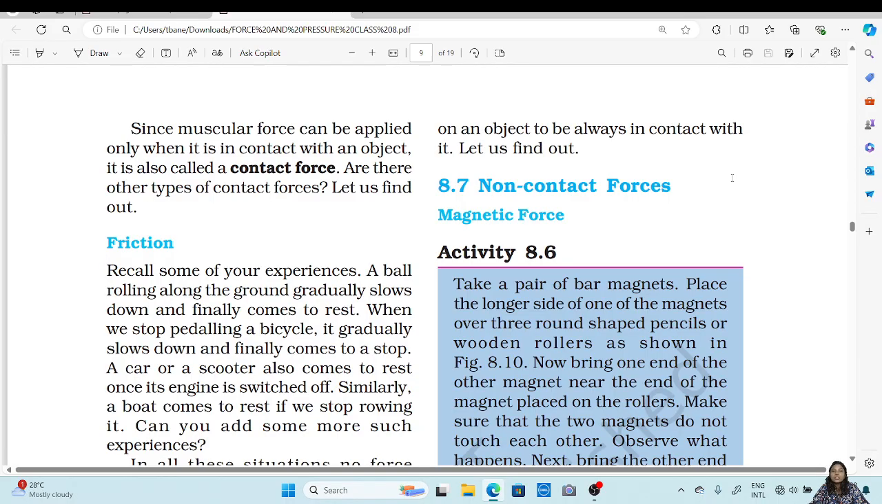So muscular force is basically when there is some kind of contact between me and the book to push it. Because there is some kind of contact, it is known as a contact force. Contact forces only occur when there is some kind of contact between me and the object. So are there other types of contact forces?